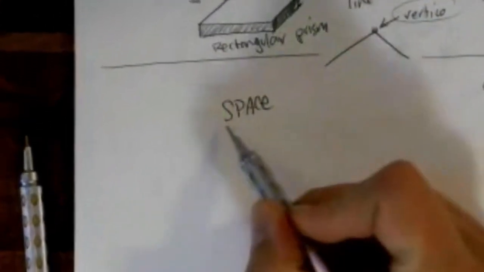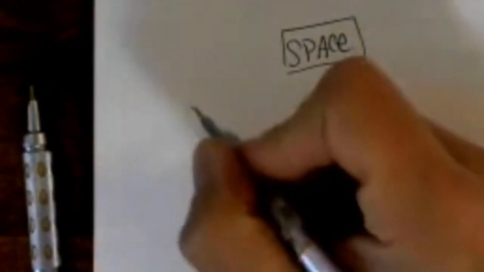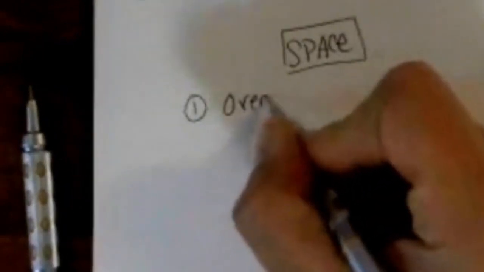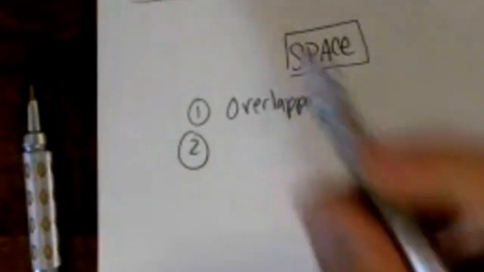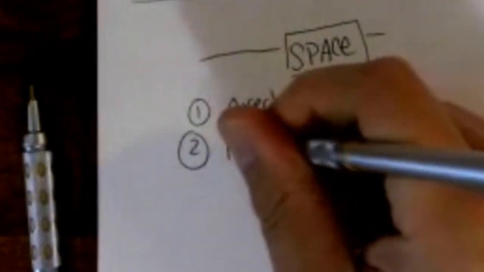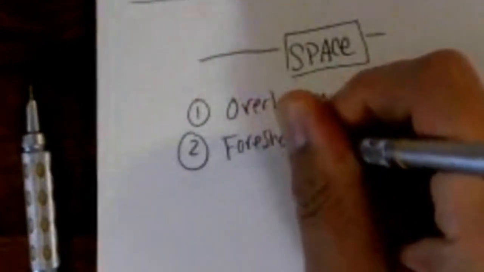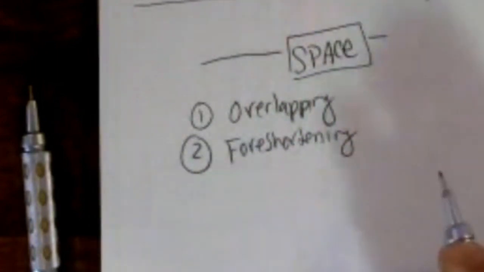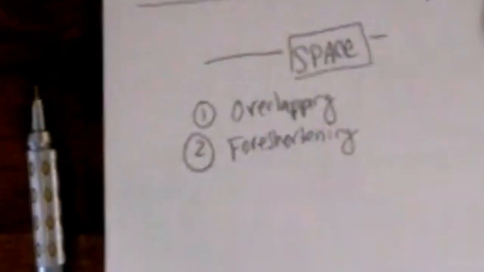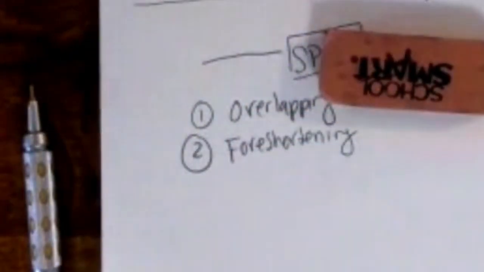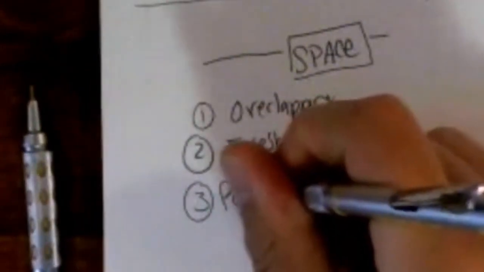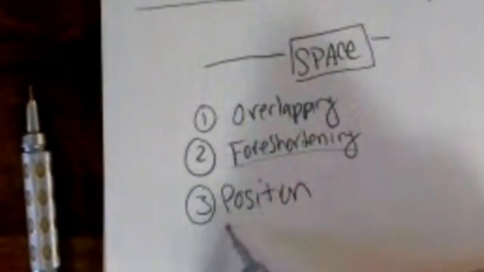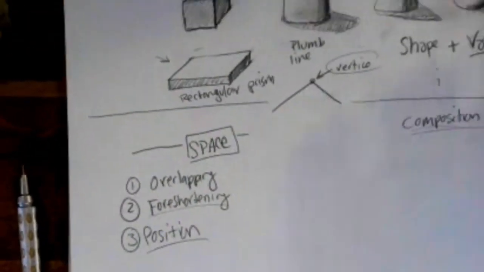Okay, so to play with space, we're going to need to know three things. The first thing is overlapping. It's a great way to create space. The second thing is, and I want you to write these down, foreshortening. What foreshortening is, is the idea that things that are closer appear bigger, and things that are further away appear smaller. Okay, it's that idea. So that's foreshortening. And the last thing is position. The higher up on the page, the further away from the viewer.